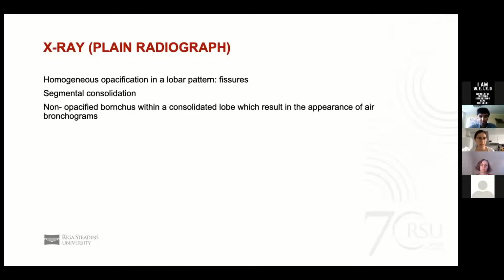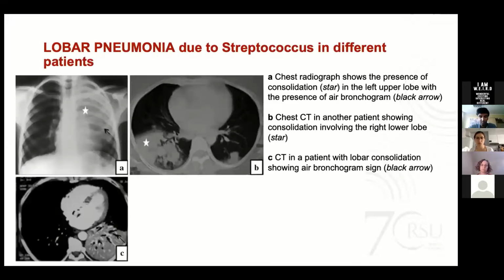And it can also be shown as a non-opacified bronchus within a consolidated lobe that results in the appearance of air bronchograms. Yes, and I will show some examples here. Here is a picture illustrating lobar pneumonia due to Streptococcus in different patients. The first picture, A, which is a chest radiograph, shows the presence of consolidation. You can see the starred whitish area in this upper lobe, with the presence of air bronchogram, which you can see at the black arrow.